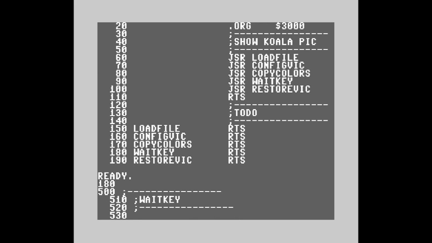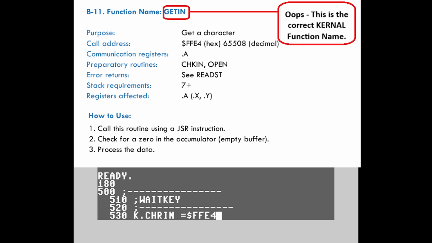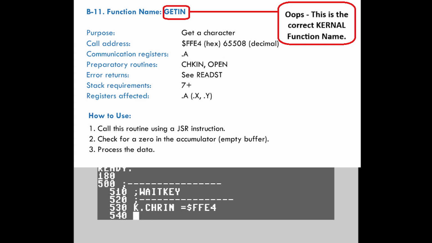And this routine is pretty simple. We're going to define an equate, k.chrin, and it's going to equal $FFE4. This will declare a label that gives us the address of the kernel character input routine.